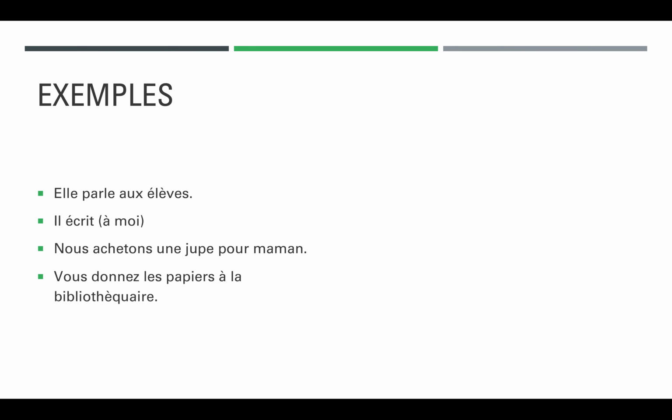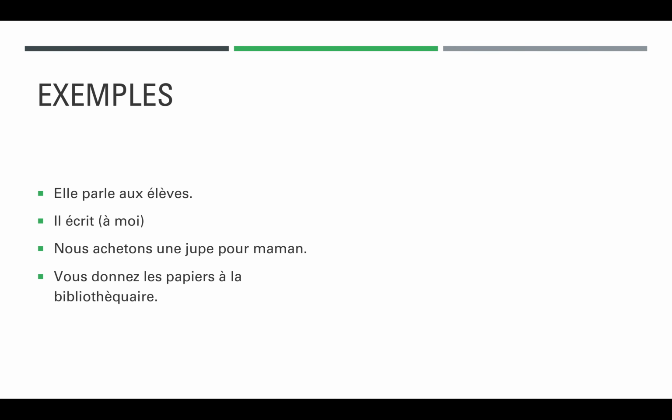Les exemples. Elle parle aux élèves. She's speaking to the students. The prepositions pour and avec will often take other types of pronouns. You can say elle parle avec la dame, elle parle avec elle, but you can also say elle lui parle. So if you've seen elle parle avec elle or elle achète un cadeau pour lui, don't worry about that right now, okay? Know that you can do it both ways.